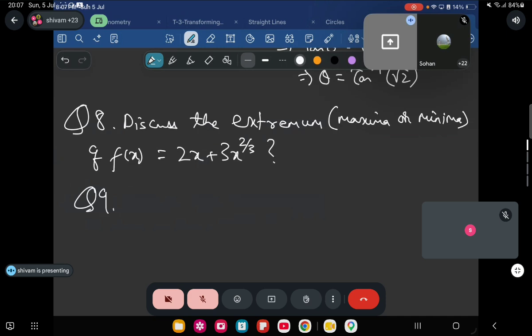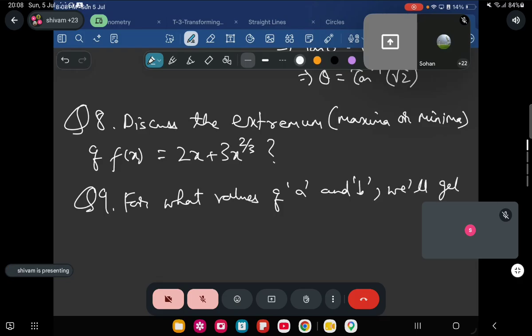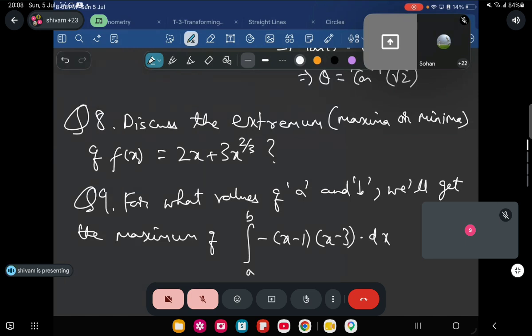Question number 9. For what values of a and b will we get the maximum of the integral from a to b of minus (x minus 1)(x minus 3) dx? Quickly solve, everyone.